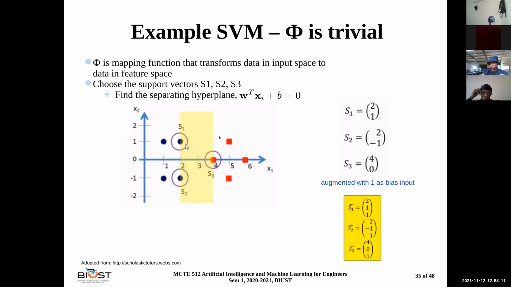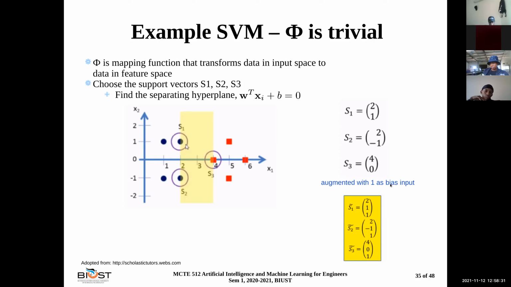So in this example, we have two groups, two types of data, the red data and the black data. The red one is to this side and the black data is to that side. Now we have three support vectors, and these are the coordinates.